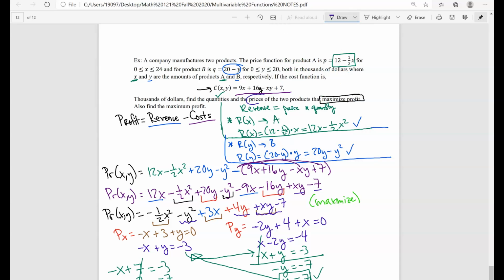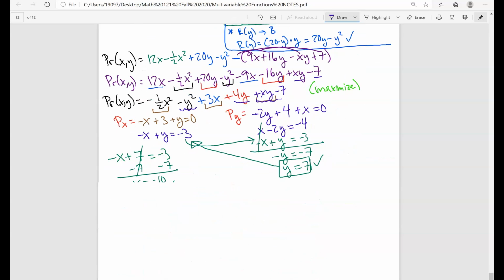Okay, we want to find what the price is. Now for product A, my price function is 12 minus 1/2 x. So for product A, my price equals 12 minus 1/2 x, and all we have to do is plug in the 10. So what should my price be? What should I put these prices at? It's going to be 12 minus 5, which gives me 7. So $7 is what I should charge for product A.